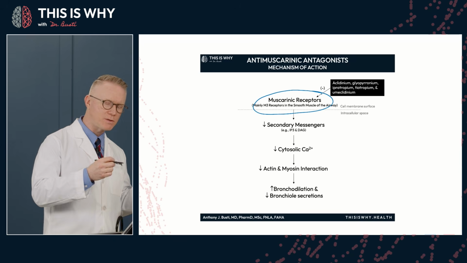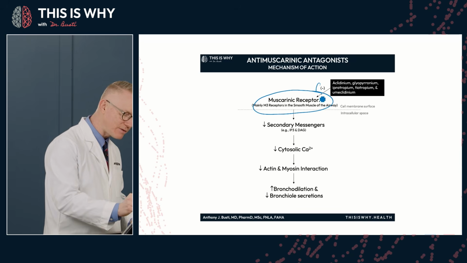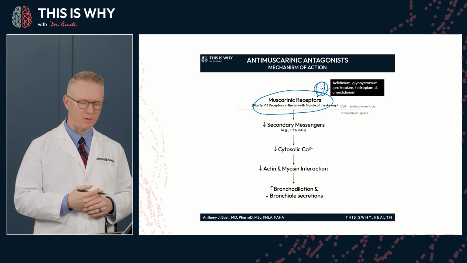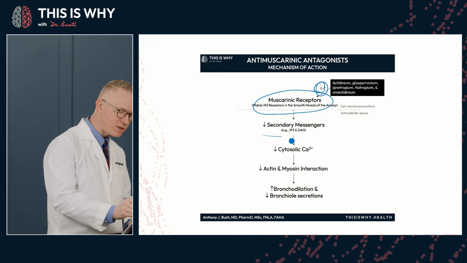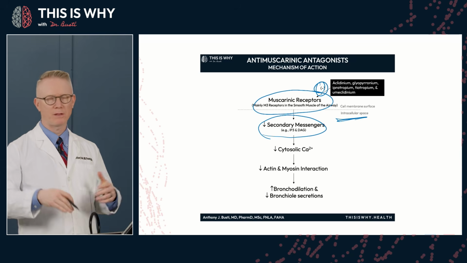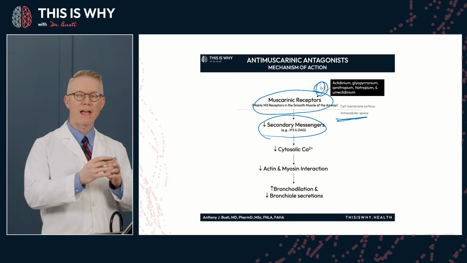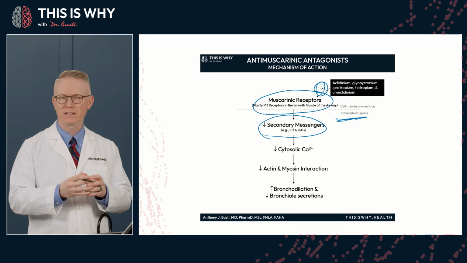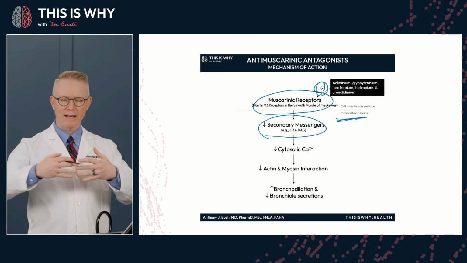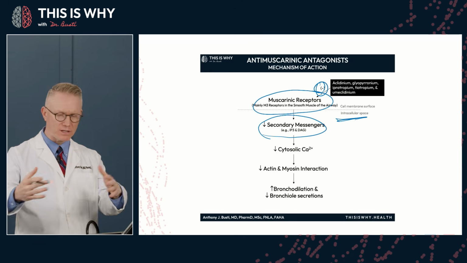Remember, it's a short-acting muscarinic antagonist, and that's why there's that negative sign being mediated down through that arrow on that muscarinic receptor. And what that does is it then reduces intracellular, inside the cell, secondary messengers like IP3, DAG, that reduce the overall cytosolic calcium concentrations. That then translates into less interaction between actin and myosin. And when you do that, you relax the smooth muscle in that bronchiole, and that dilates it, allows airflow through.